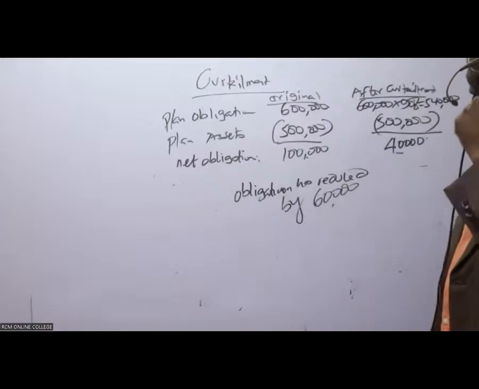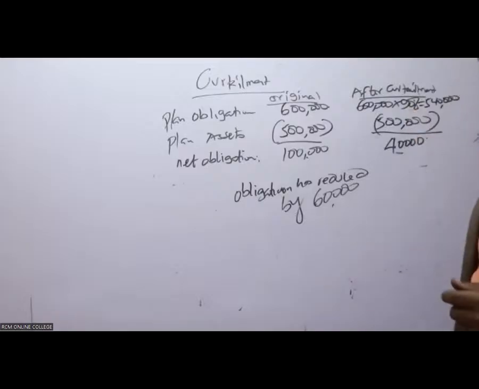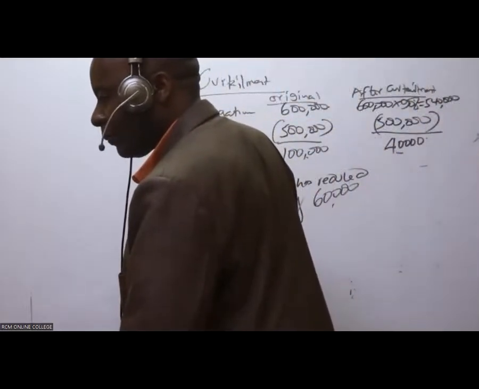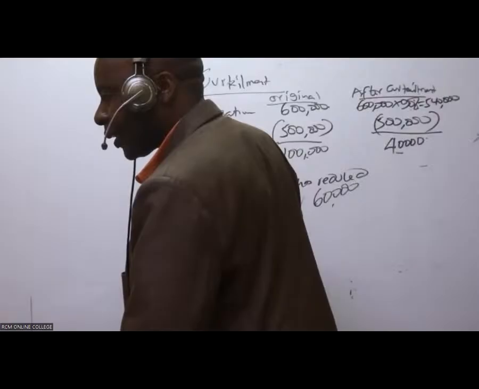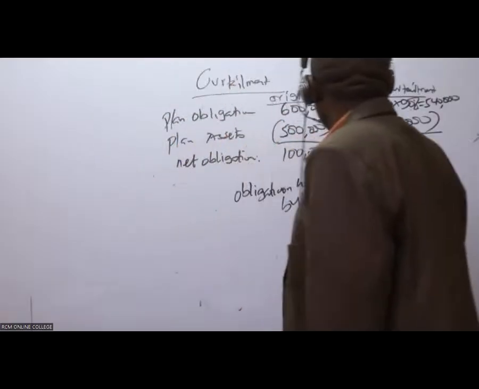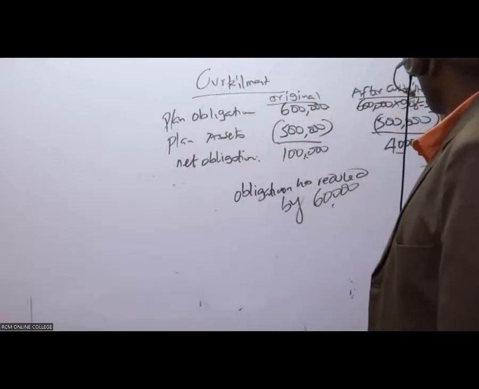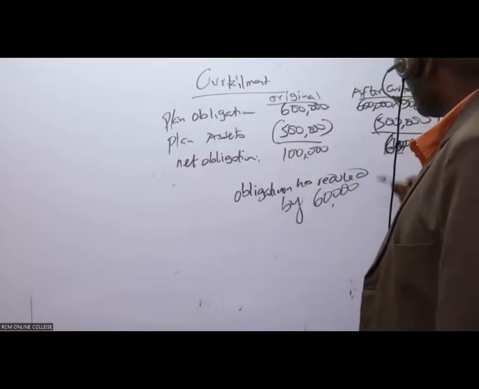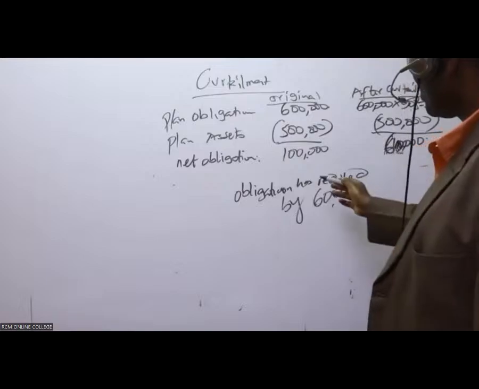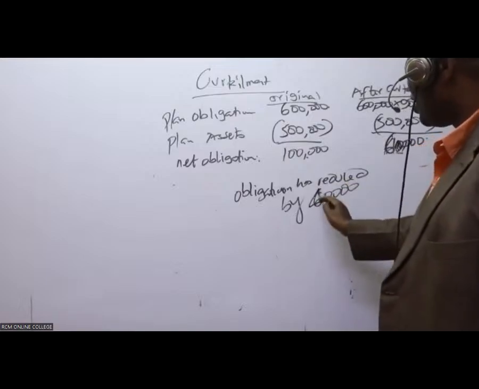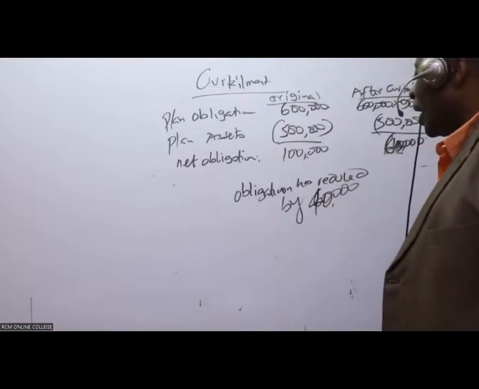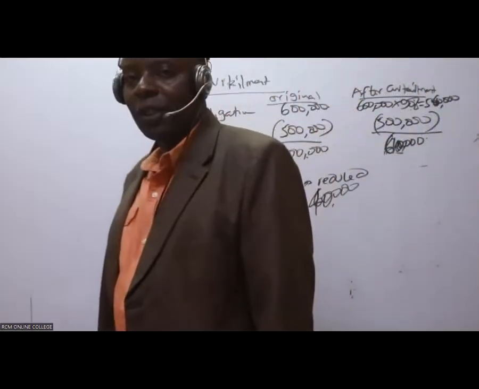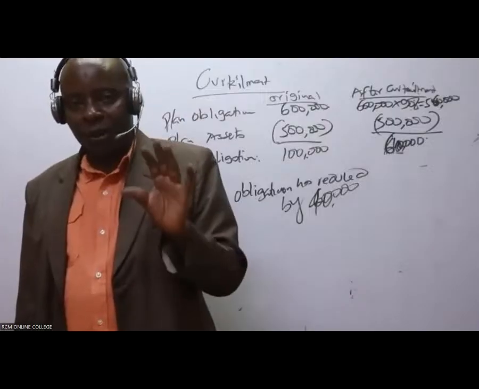No. This figure is not correct. People are telling me that, Mwalimu, this figure is not correct. Sorry for that. So this is supposed to be 560,000, so this is supposed to be 60,000. And therefore, we are saying that the obligation has reduced by 40,000.